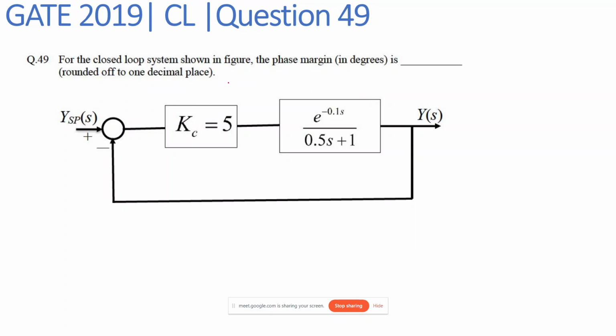So this is question number 49 of GATE 2019. And the question is, for a closed loop system shown in the figure, the phase margin is dash. So yes, for this given block diagram, we have to calculate the phase margin. And we define this phase margin as, if you remember, phase margin is theta plus 180 degree, where theta is calculated at this gain crossover frequency. So let's take a look at the video solution.